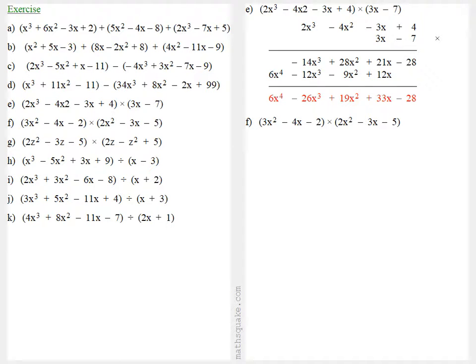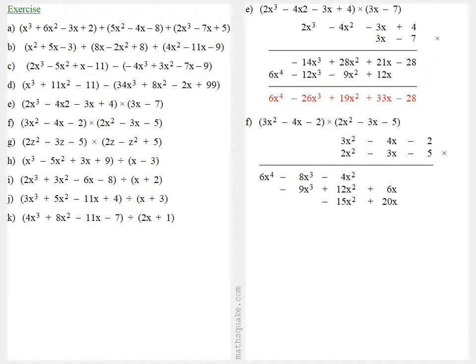In part F we do exactly the same thing. We write the polynomials one above the other. We multiply the top polynomial by each of the terms in the bottom polynomial. In this example I've started by multiplying by 2x squared, then multiplying by minus 3x, then multiplying by minus 5, and when we add the rows we get 6x to the power 4 minus 17x cubed minus 7x squared plus 26x plus 10.